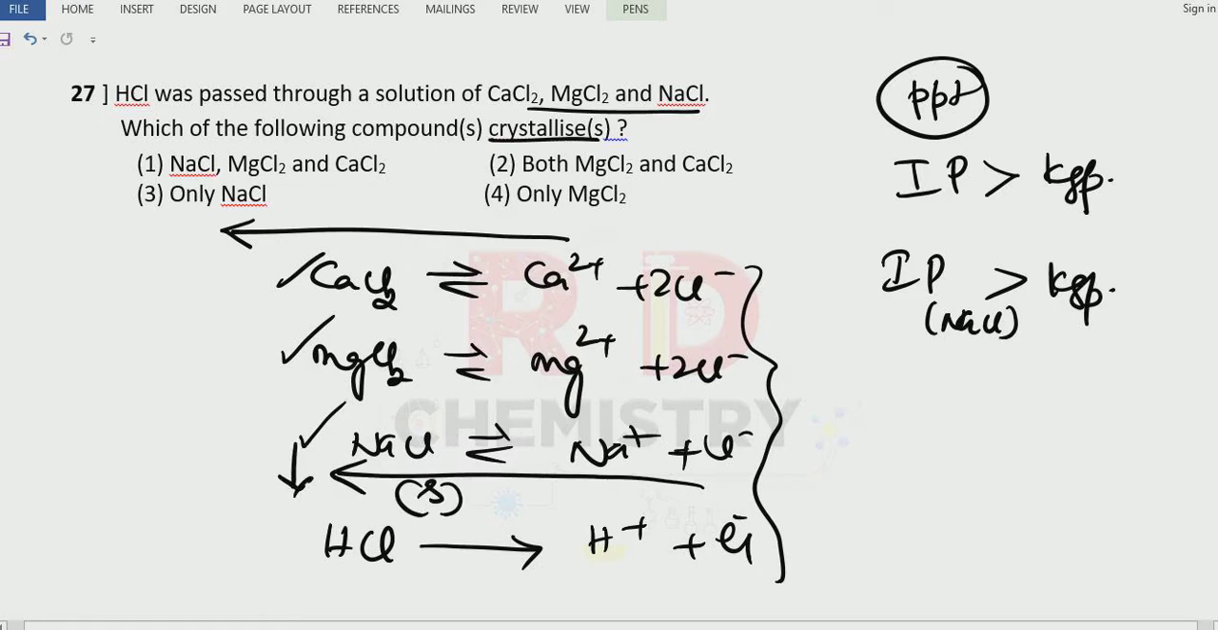So this is one of the methods to prepare sodium chloride from seawater. Seawater contains calcium chloride and magnesium chloride, but only sodium chloride can be precipitated by passing hydrochloric acid to the saturated solution. So the answer is option number 3 here. Only sodium chloride, right?